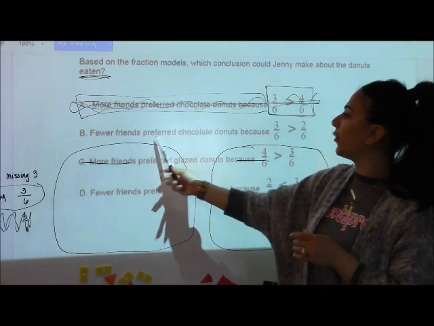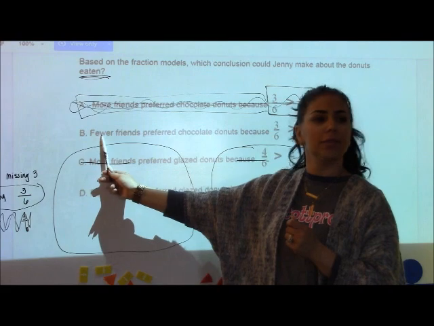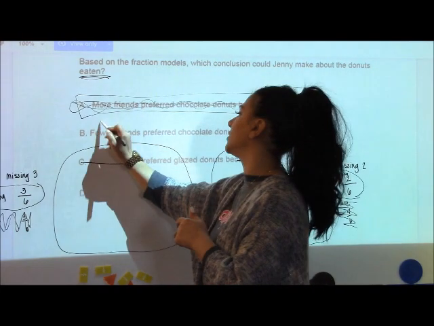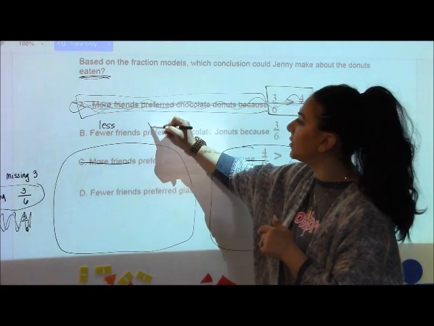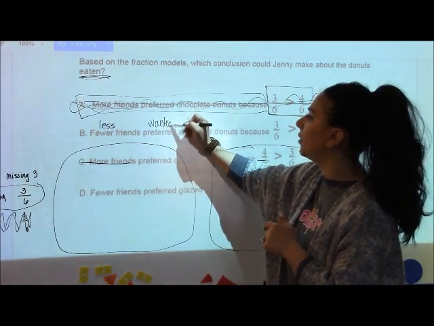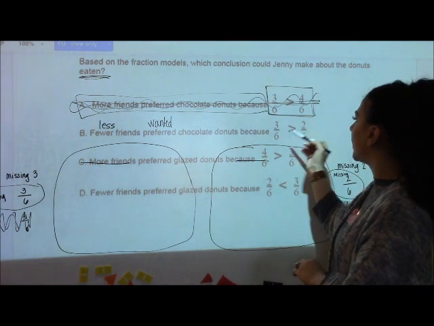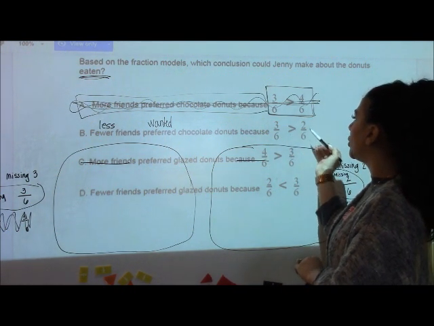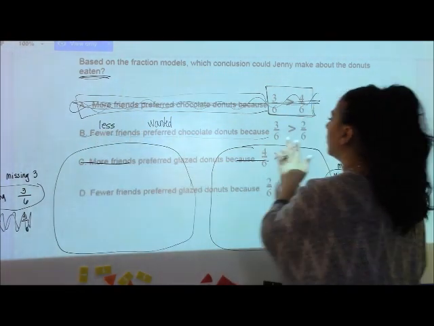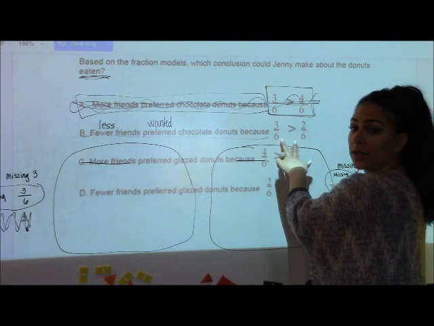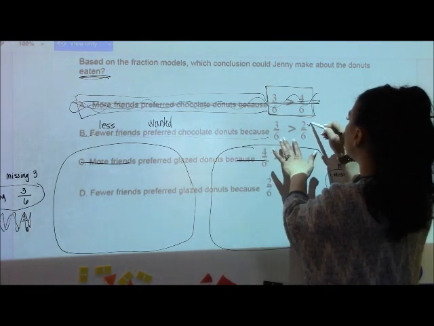Fewer friends preferred chocolate. Wait, fewer means more or less? Less. I'm going to go ahead and write that down. Less friends preferred chocolate. So less friends wanted chocolate donuts because 3/6 is greater than 2/6. Okay, again, with the two parts. Do we agree with the comparison statement? Is this comparison statement true? Yes, it matches the words. Okay, so yes, this is true.